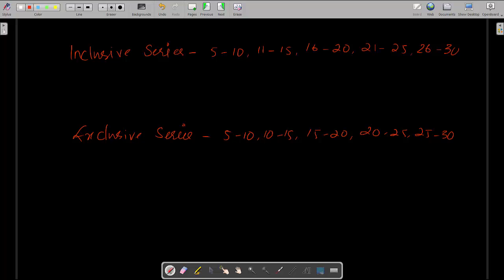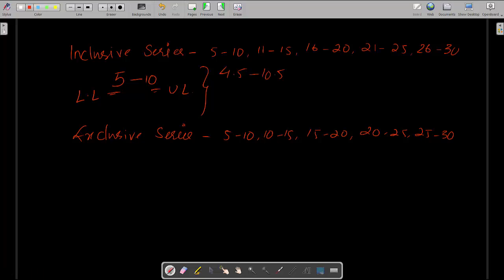Now remember, let me just give you this thing. 5 to 10, right? So this is the lower limit and this one is the upper limit. So how do we calculate now? How do we make it into exclusive? Now what do you have to do? You have to subtract 0.5 from the lower limit and add 0.5 to the upper limit.